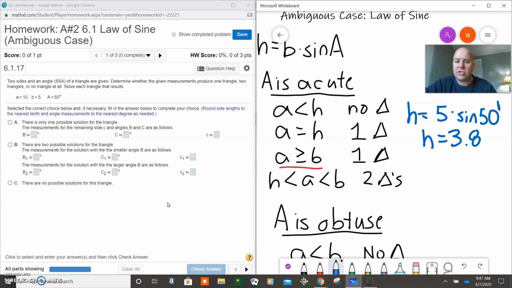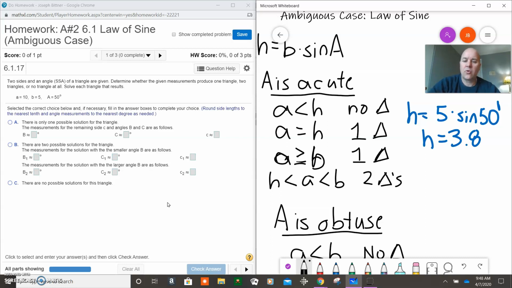Now let's go through my checklist and see which triangle case we're going to end up with. Is a smaller than h? What I'm looking at is a equals 10, and h is 3.8. Well, that's not true. h is smaller, so we're going to skip the first one. They're not equal to each other. It's very rare that they're going to be equal to each other. I'm going to get rid of that part. Let me rewrite that.